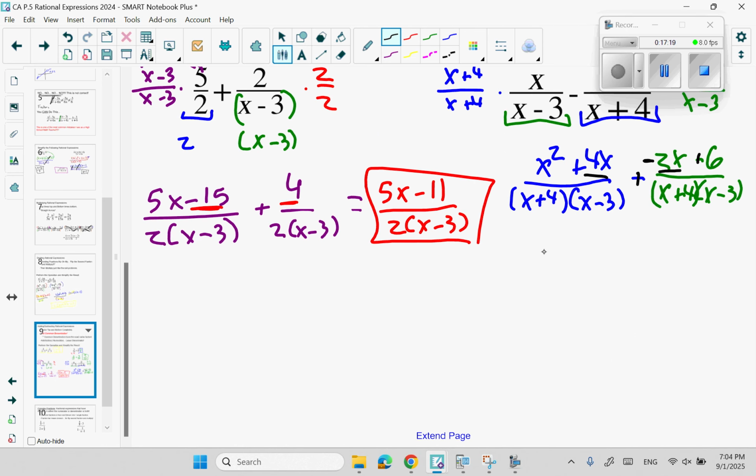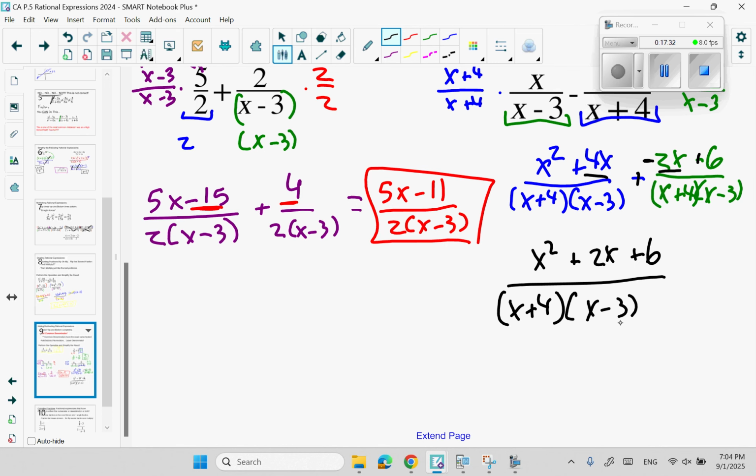So we would get x squared plus 2x plus 6 all over x plus 4, x minus 3. The last step I would do is check to see if I can factor my numerator, because I might be able to cancel some things out. Well, what can I multiply to give me 6 that adds to give me 2? I can't think of any. So I would say this can't be reduced, and I would leave it as is.